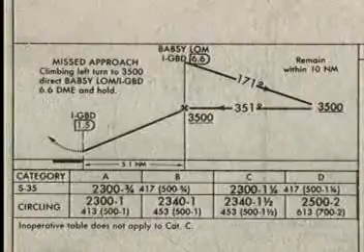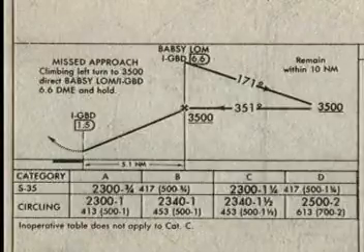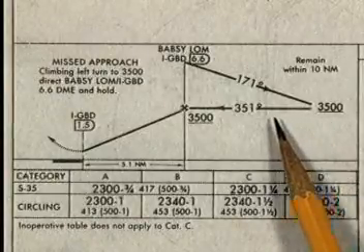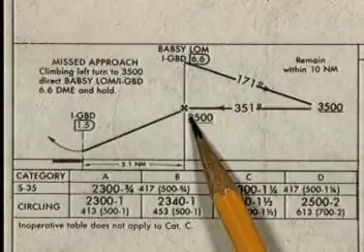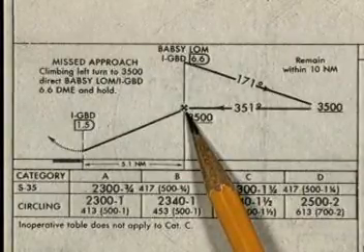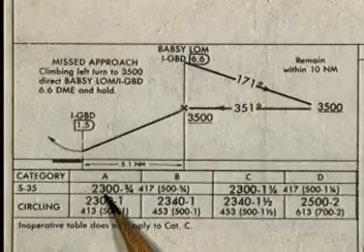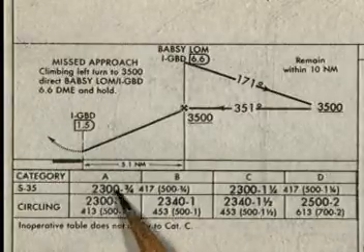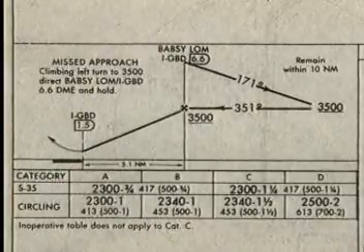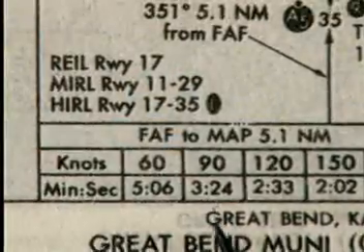Well, checking the profile view, I see my altitude will be 3,500 feet until I cross BABSI inbound. And then my MDA for a straight-in approach will be 2,300 feet. That's 417 feet above ground level. Now at 90 knots, the time to the missed approach point from Babsy will be 3 minutes and 24 seconds.